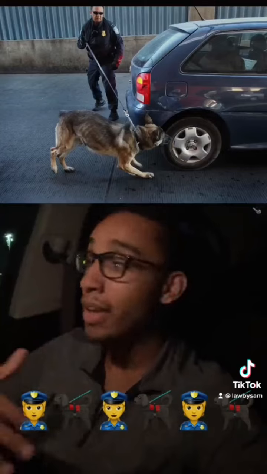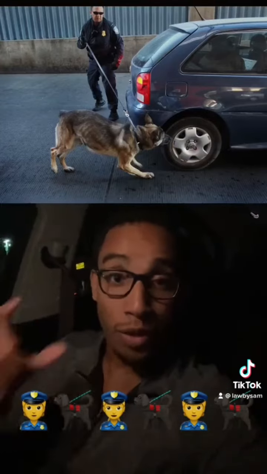This is lawful as long as it does not prolong the stop. If the drug-sniffing dog prolongs the stop beyond what it reasonably should have lasted, then the evidence that they find within your car will be excluded. However, if it's within the reasonable amount of time that it takes to give you a ticket, then whatever evidence they may find in the car will be included, and you can be prosecuted.